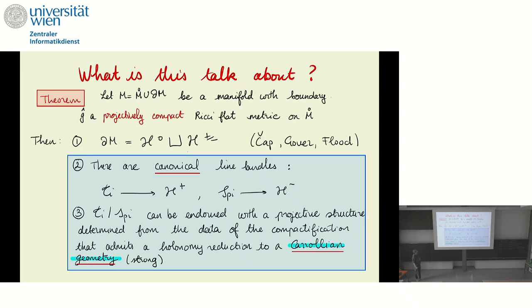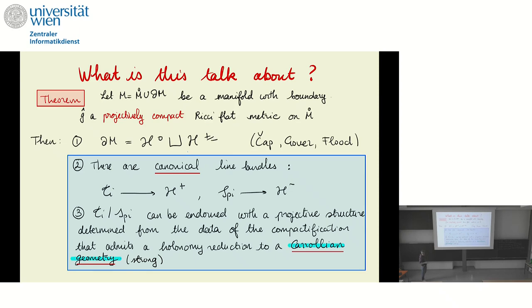So the result is, what is this talk about? We're going to be looking at a manifold with boundary. I will always write M with a dot zero on the top for the interior, and then the boundary, M. And we're going to assume we have a projectively compact metric on the interior. Then the standard result is that the boundary splits up into curved orbits. So we have the curved orbit that corresponds to null infinity, and then we have time and space.